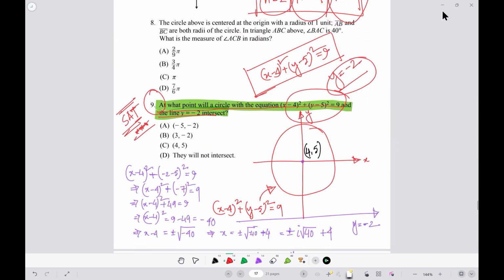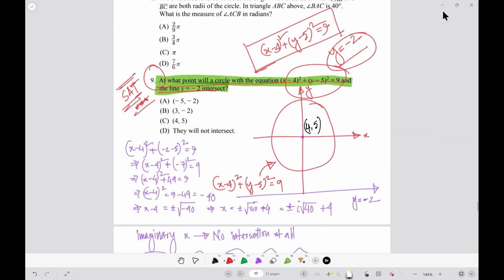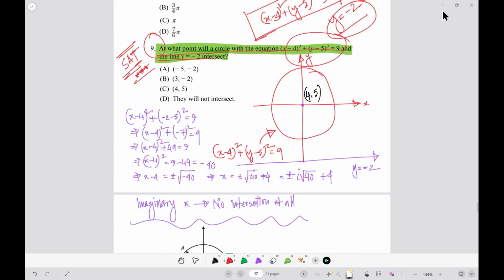And the simplest, most basic and most fundamental concept to solve this problem is nothing but solving these two equations. And how to do that? You can simply plug in the value y equals -2 into this equation, and then solve for x. X equals what?